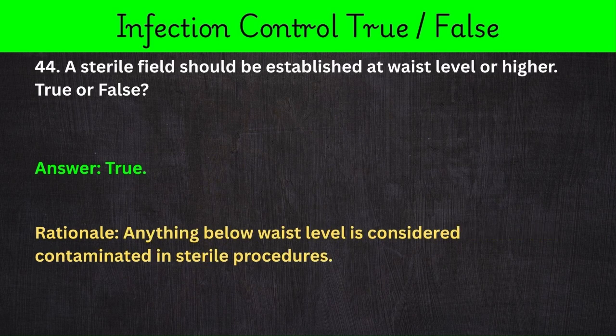44. A sterile field should be established at waist level or higher. True or false? Answer: true. Rationale: anything below waist level is considered contaminated in sterile procedures.